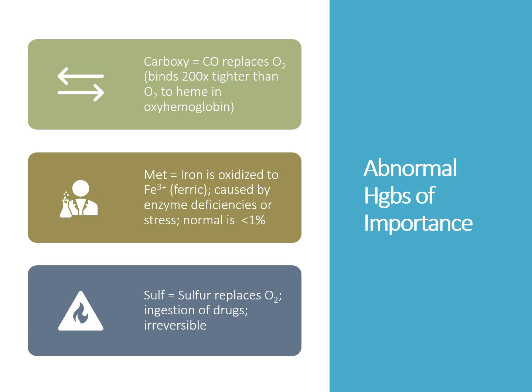The third type of abnormal hemoglobin is sulfhemoglobin, and that is where sulfur replaces oxygen. This could be due to ingestion of drugs, and unfortunately sulfhemoglobin is irreversible. It binds to the hemoglobin, and there's nothing you can really do to release that sulfur. It is just bound for the lifetime of that red cell. And so obviously if you have sulfur that has bound to your hemoglobin and it's circulating and not able to pick up oxygen, it's going to be problematic.